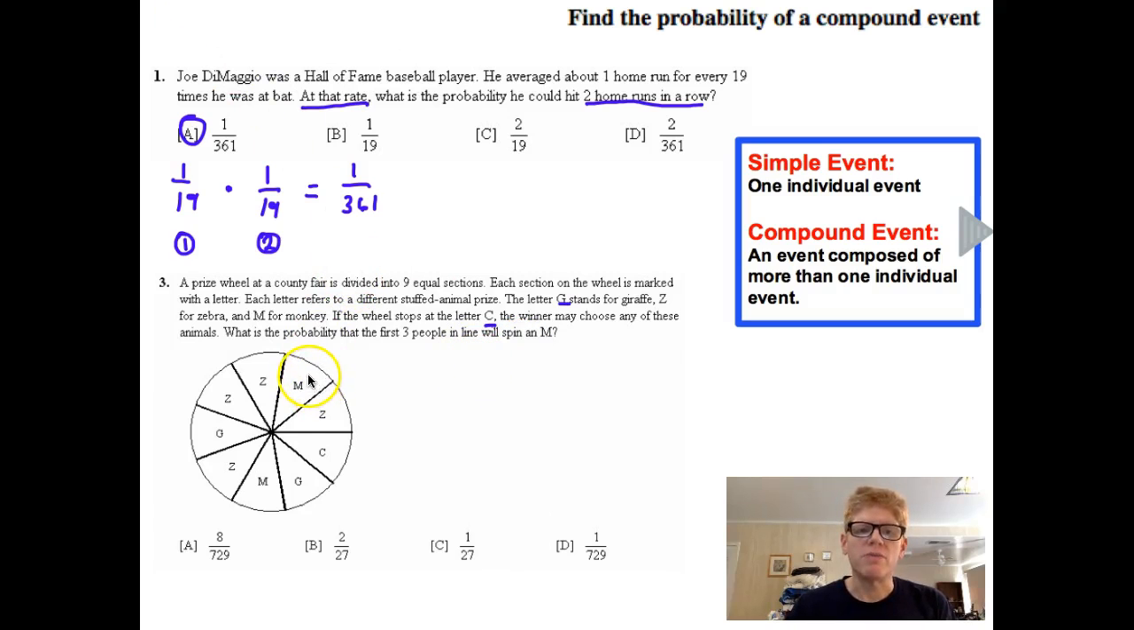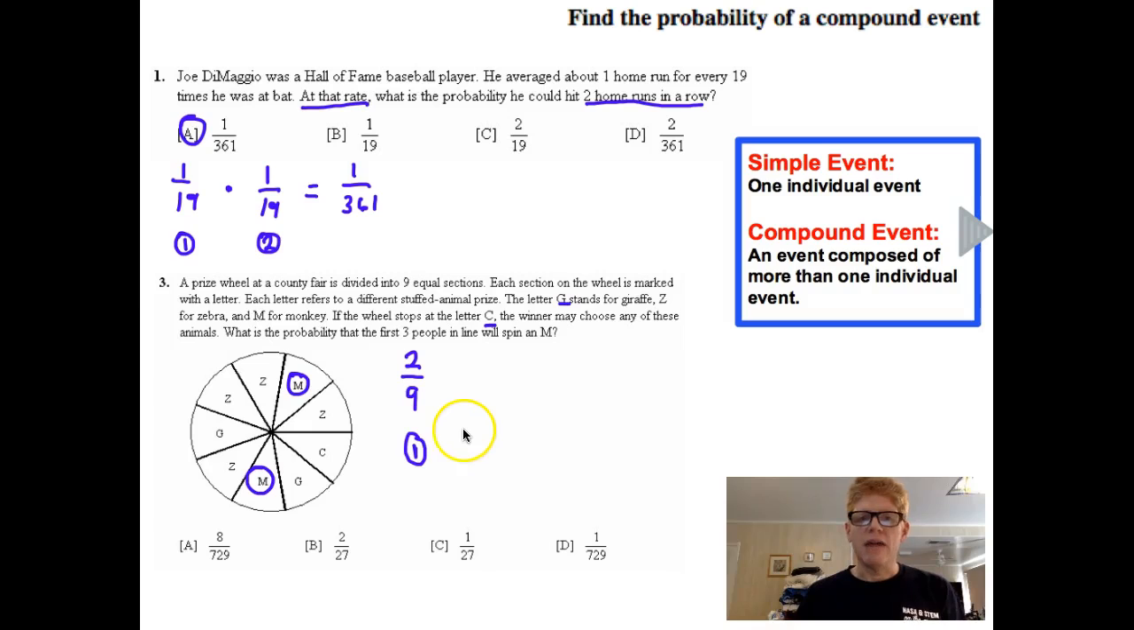Let's first calculate the probability of getting an M in one event. We see there's an M here, and there's an M here. So the probability of getting an M in one event is 2 out of 9. So every time I spin the wheel, I have 2 spaces on that wheel out of every 9 that I could get the letter M. Now, I'm not just spinning the wheel one time. So with one time, we would have a probability of 2 out of 9. I'm spinning it 3 times because the first 3 people go right after the other. What's the probability that they would get the letter M? So that would be 2 ninths, 2 ninths, and then 2 ninths again.